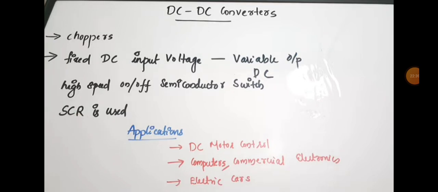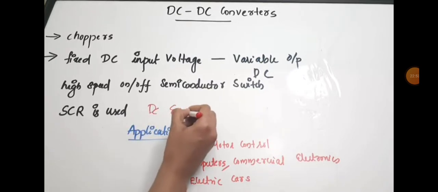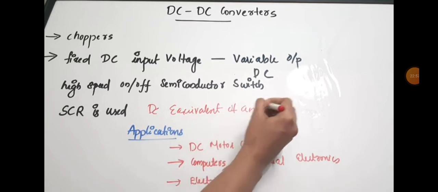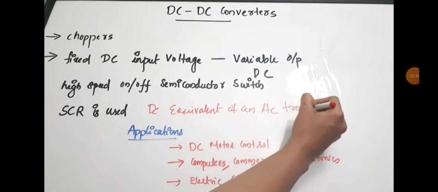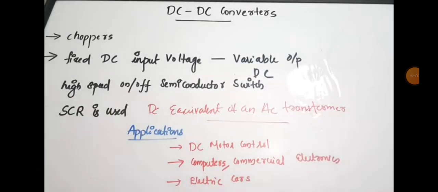The chopper can be considered as the DC equivalent of an AC transformer. You can think of a chopper like this. Now, how is this chopping actually done?